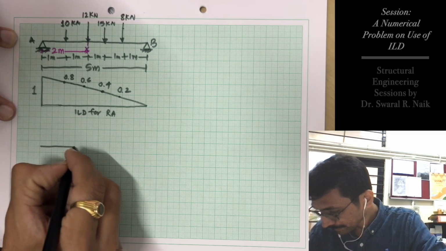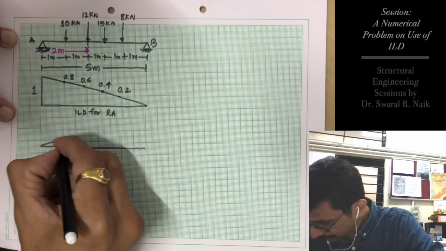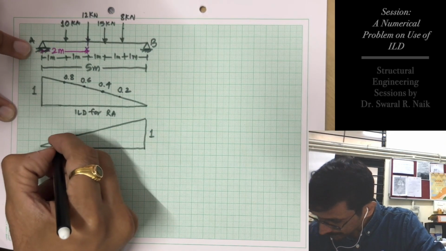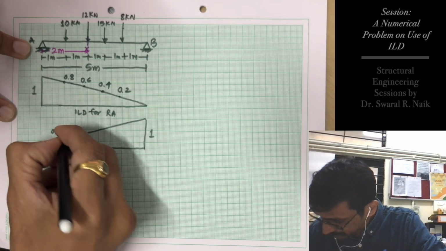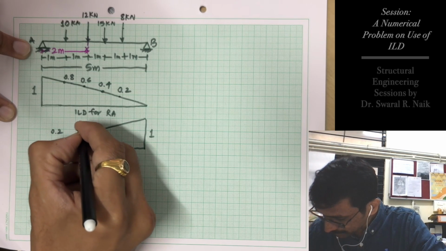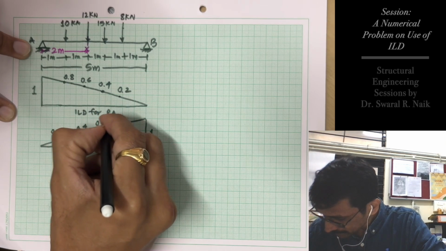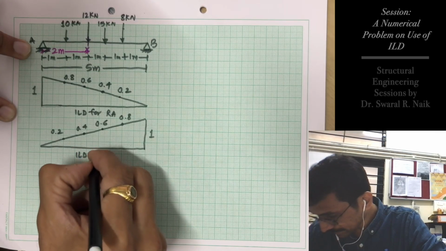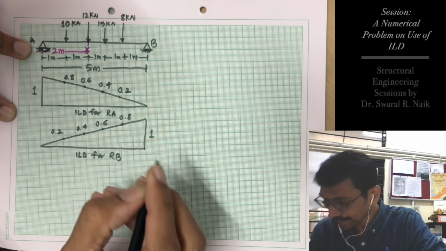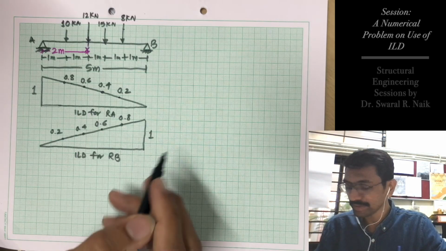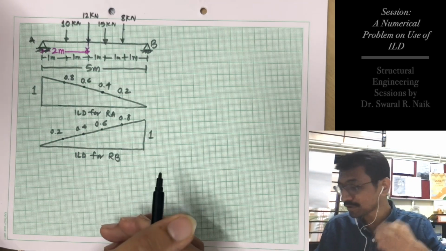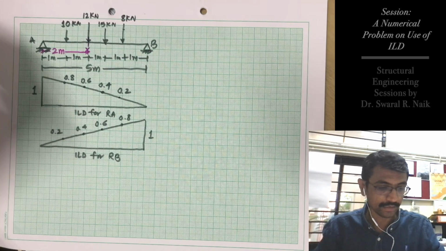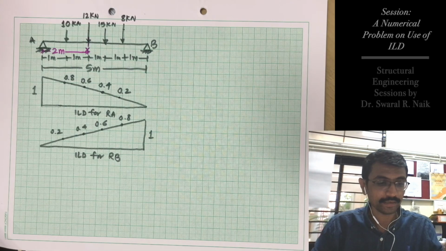Similarly, we can draw ILD for RB. The coordinates will be 0.2, 0.4, 0.6, 0.8. This is ILD for RB. Right? This is very simple and very clear. Now let us calculate first the values of RA and RB.